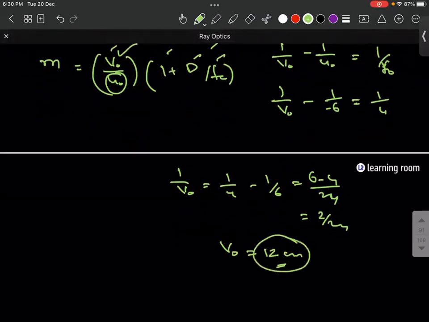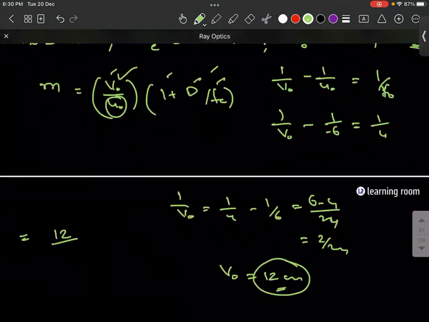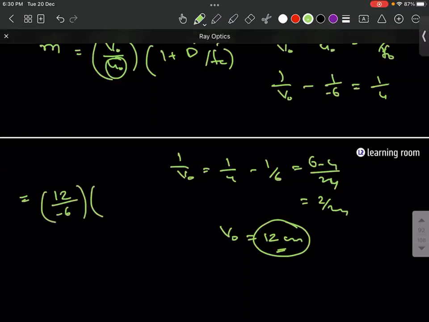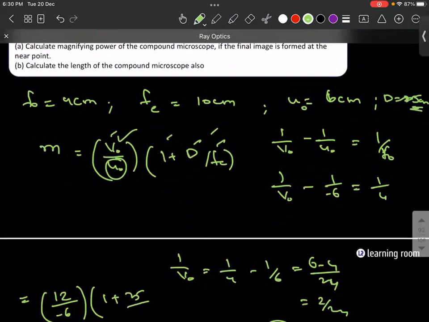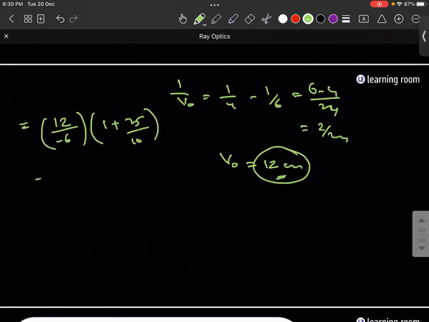Take this and substitute it here. Answer will be 12 divided by minus 6, into 1 plus D divided by FE, 25 divided by 10. 2 into 2.5, 3.5. Answer will be minus 7. No units.